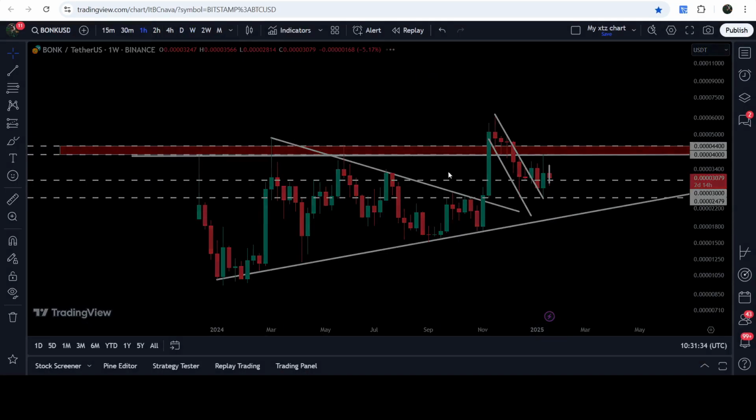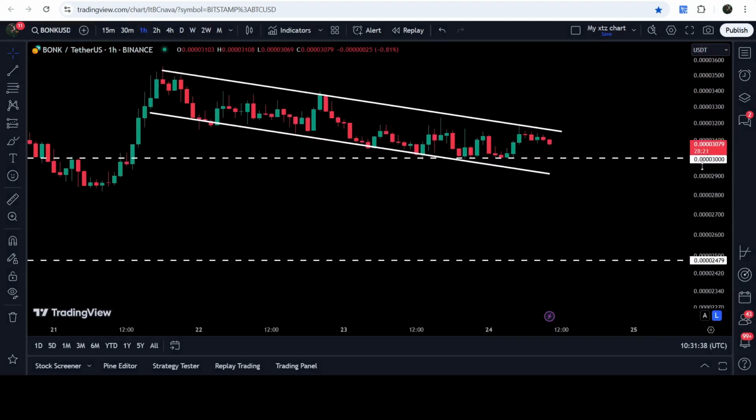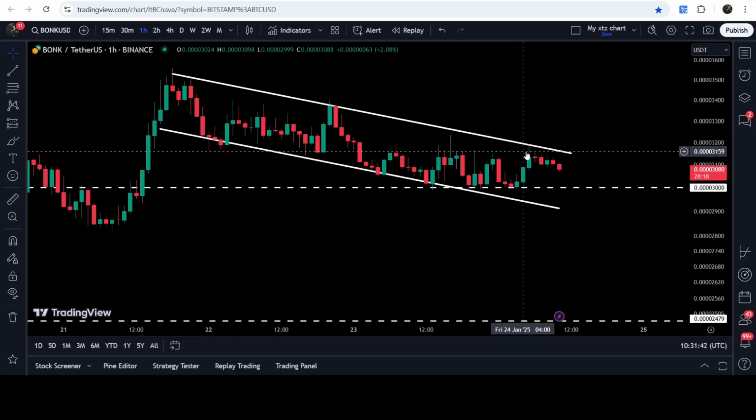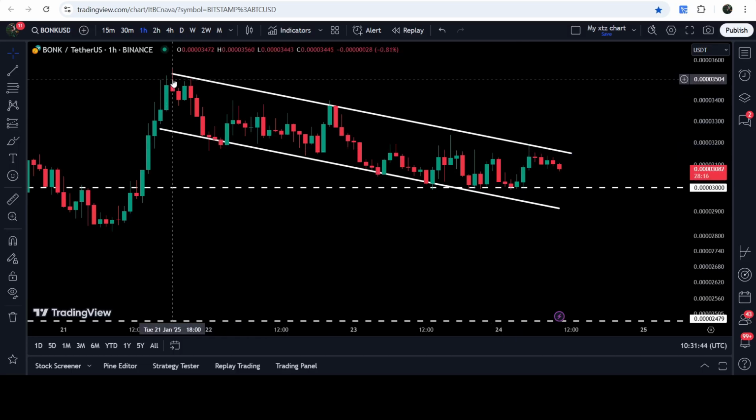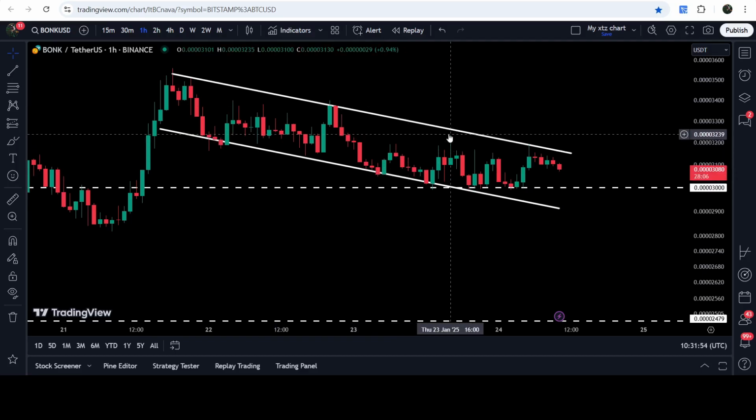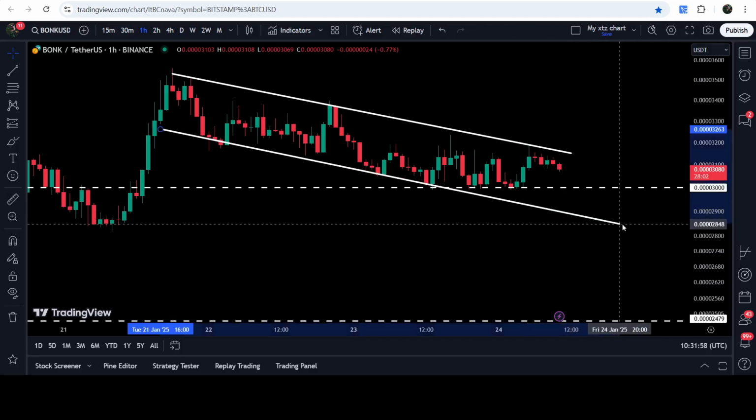Let me first show you the 1 hour time frame chart. Here you can see that the price line of Bonk has formed this down channel, and recently it was rejected by the resistance of the channel once again. By the way, it entered the channel here on 21st of January, where we had a rejection, bounce, rejection, bounce, and almost another rejection here.